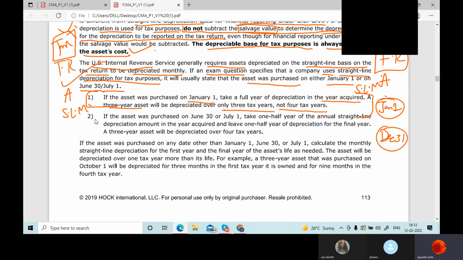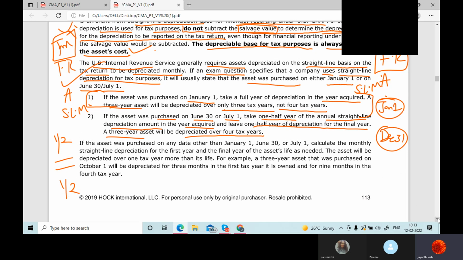Okay, but now point number 2. If the asset was purchased on June 30 or July 1st, take 1/2 year of the annual straight line depreciation amount in the year acquired and leave 1/2 year of depreciation for the final year. So a 3-year asset will be depreciated over 4 tax years. If it's in the middle of the year, half year in the first year, half year in the last year, full in between. So a 3-year asset will be depreciated over 4 years.